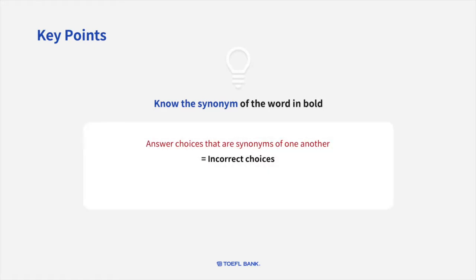There's not much of a tip to selecting the correct answer to a vocab question. You simply have to know the synonym of the word in bold. In other words, studying essential TOEFL vocabulary words is necessary in order to select the correct answer. But one thing you should keep in mind is that if there are words among the answer choices that are synonyms of one another, it means that they are incorrect answer choices. So eliminate synonymous words within the choices and then select your answer.